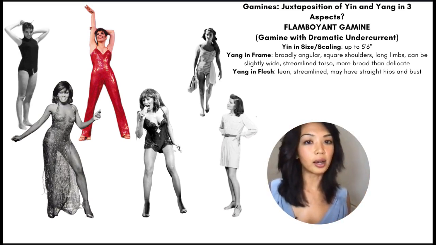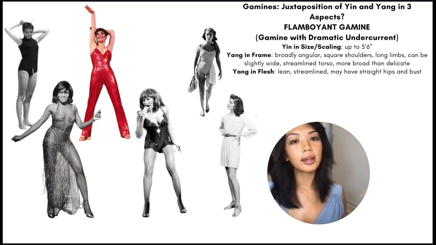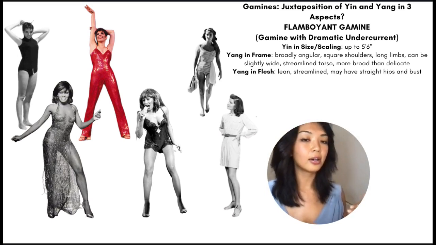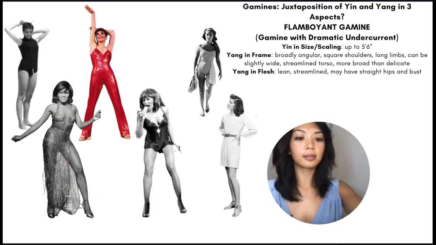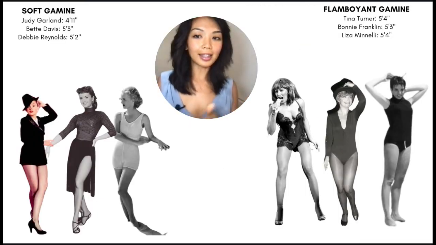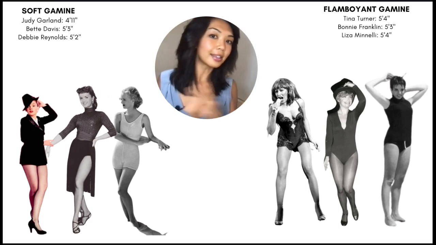They're also more yang in flesh. They're more lean, naturally defined, with musculature generally, and they tend to have a little bit more straightness throughout the hips and bust. All right, so let's look at some of the gamines in a row.